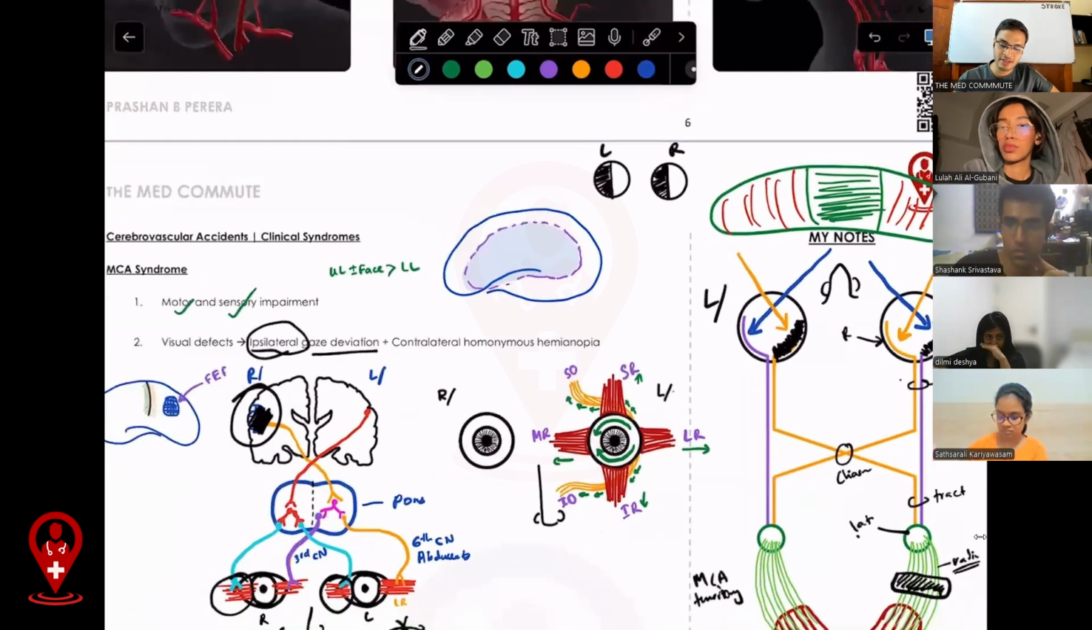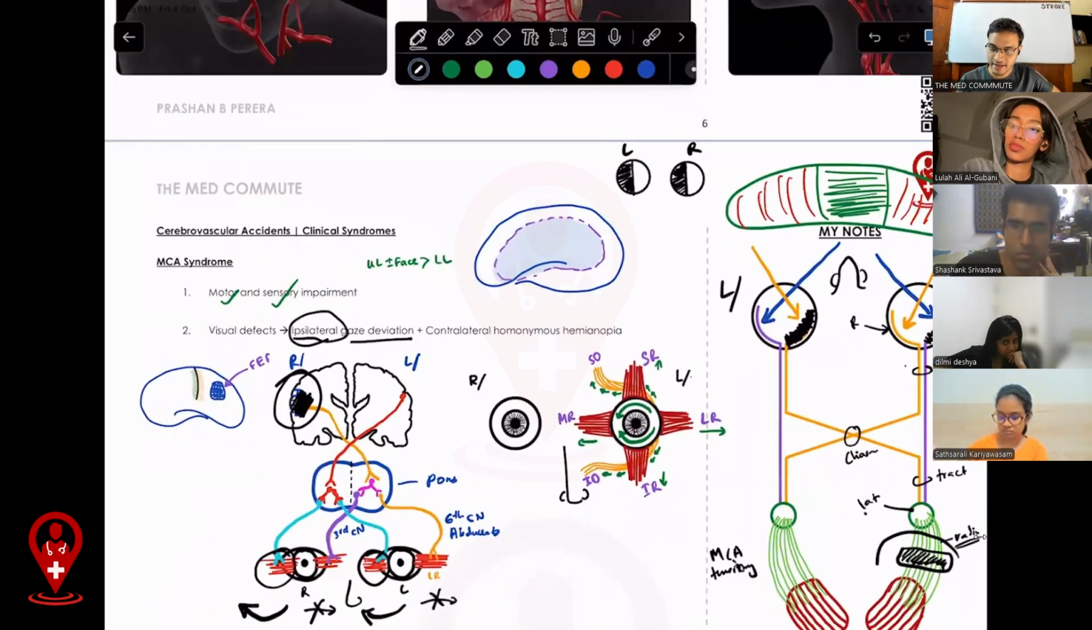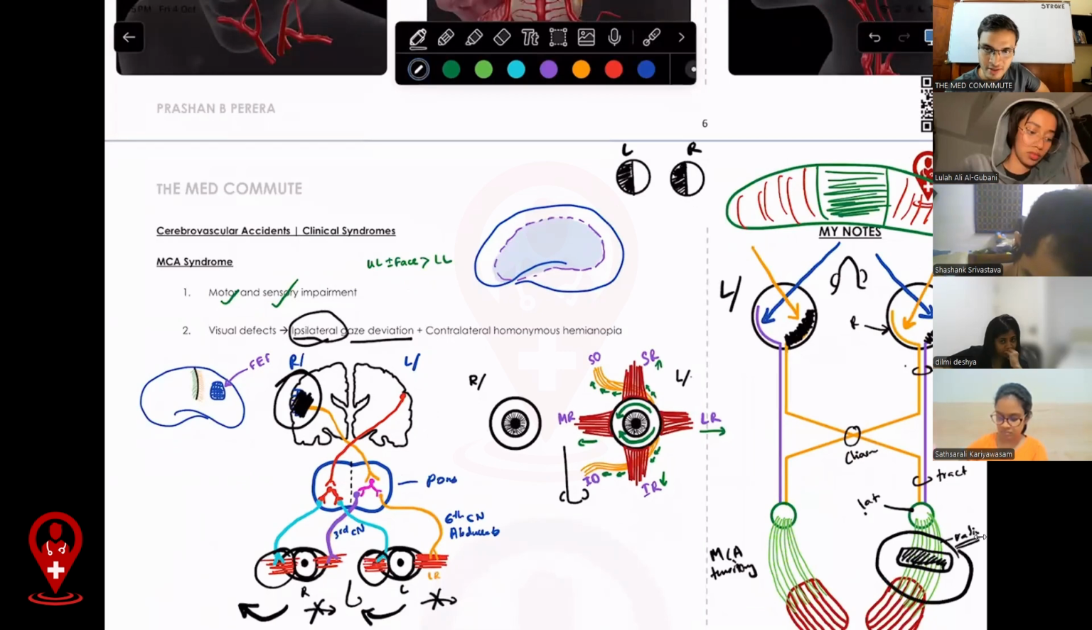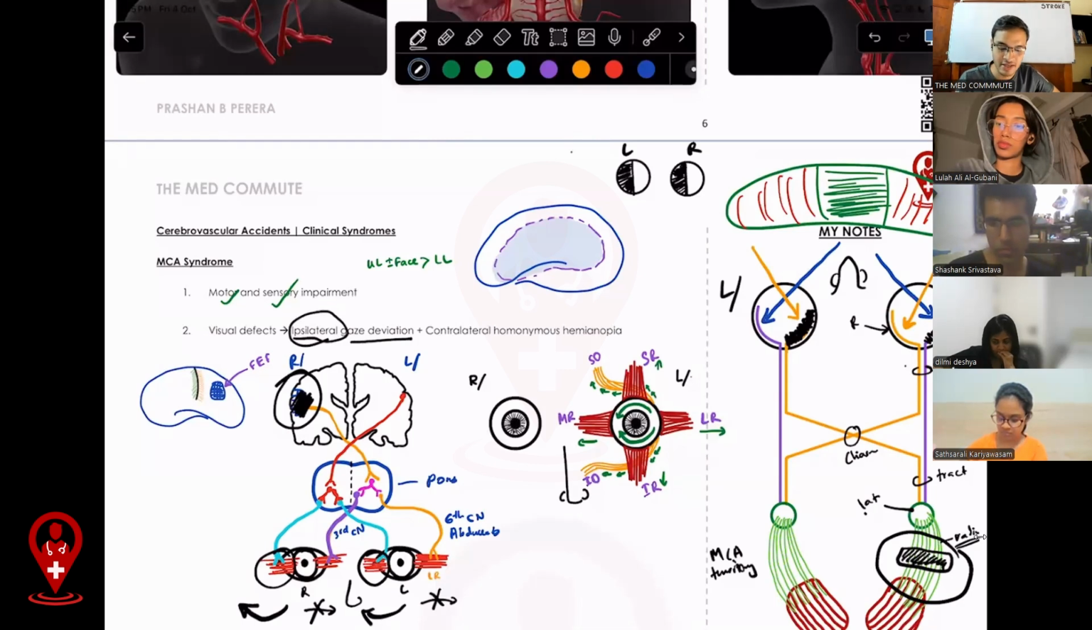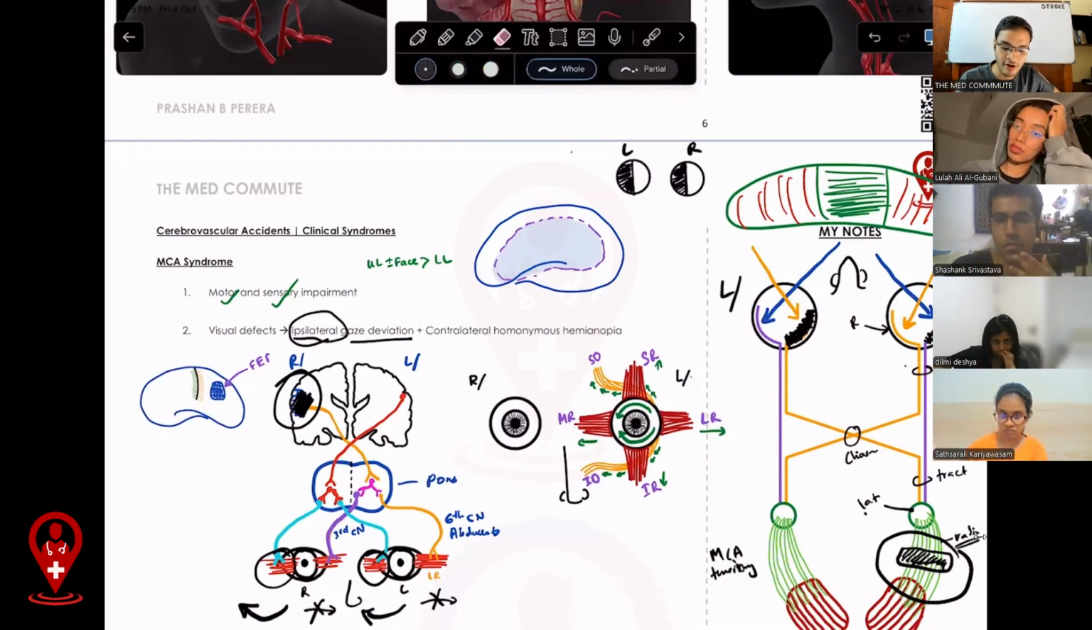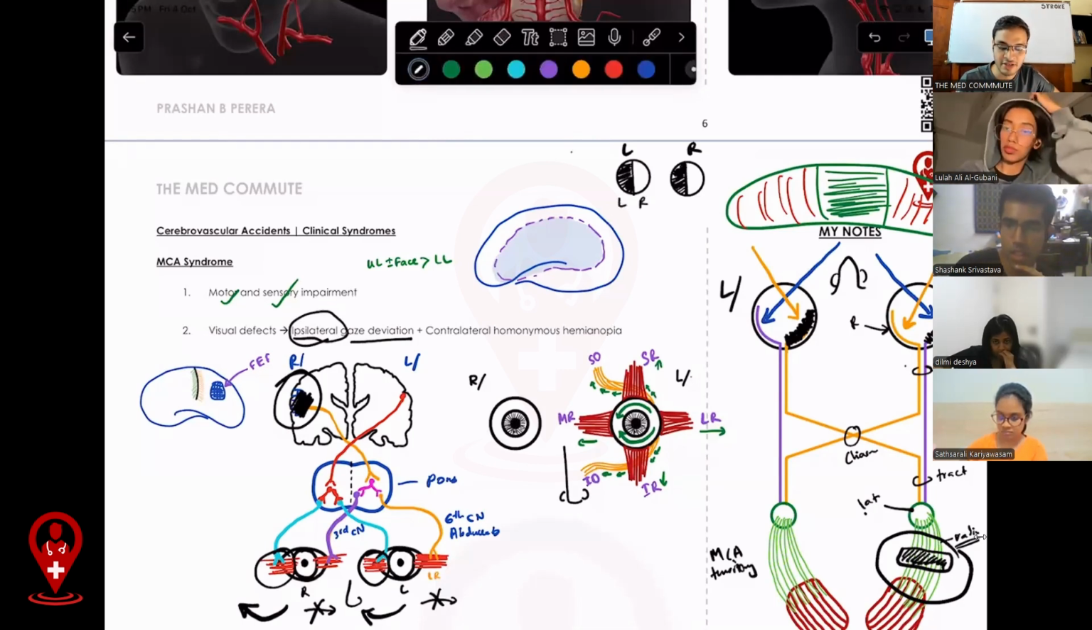Now, where was our lesion, guys? Right-sided optic radiation. Which vision is lost? Left-sided vision is lost. You can see here, if you take one eye, this is the left vision and the right vision. In both eyes, the left-sided vision is gone.